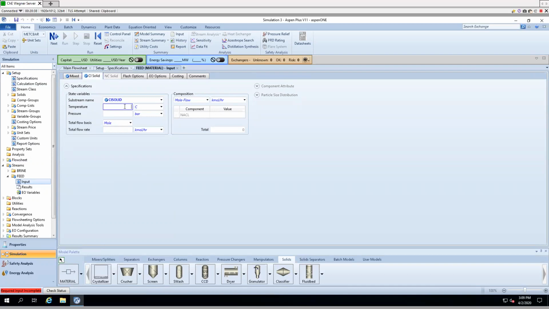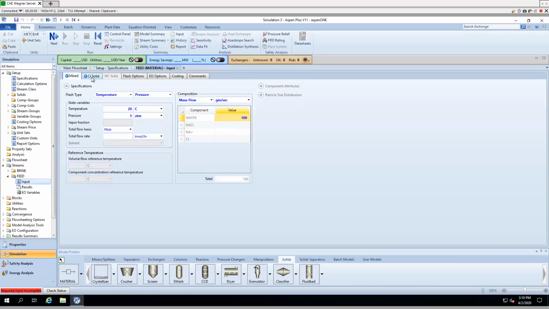Under temperature, the same conditions as before, because Aspen can handle these streams with different conditions somehow. Physically, it wouldn't work, right? So I'm saying that if you look here between mixed and CI solid, same conditions.